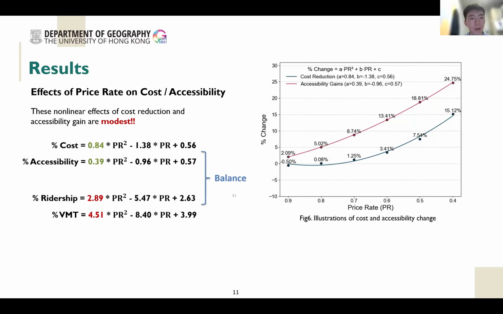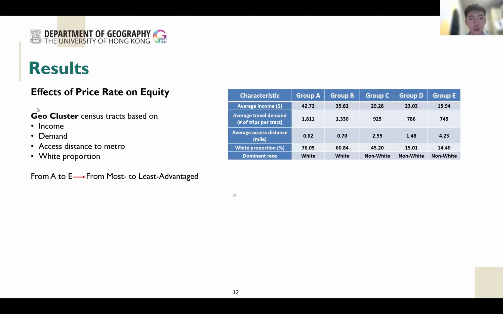And we also evaluate the effects of the price rates on travel equity. So we geo-cluster the census tracts based on their income, the demand, the access distance to the metro stations, and the white proportions to divide the city of Chicago into 5 groups, from group A to group E, from the most socioeconomically advantaged to the least advantaged. As you can see, the average income decreases from A to E, and the average access distance to the metro systems increases, and the white proportions also decrease.